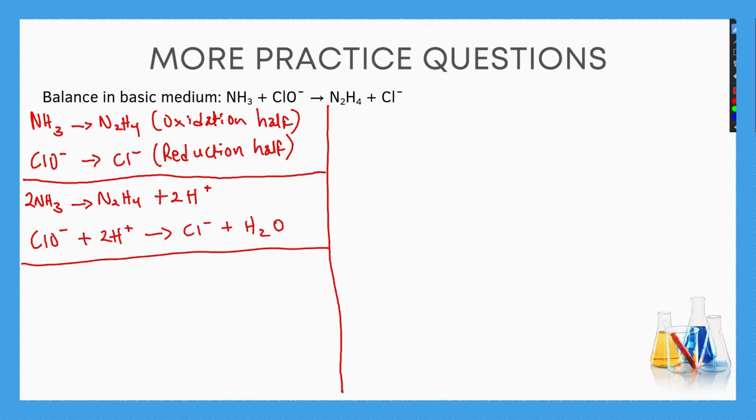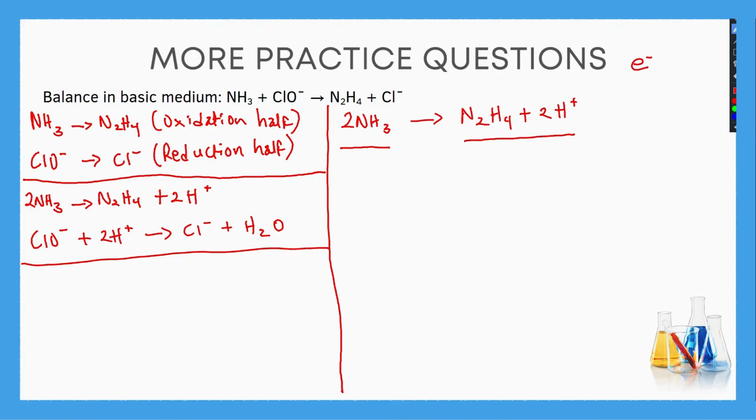Now, at this point, what we want to do is to balance the charges by adding electrons. How do we do that? All right, I'll show you how by writing the first equation first. We have 2NH3 yielding N2H4 plus 2H plus. Now, what we want to do at this point is to find out the total charge on the left-hand side and the total charge on the right-hand side. Then we will add a sufficient number of electrons to the side that is more positive so that we can balance out the charges. Here is what I mean. On this left-hand side, you can see it is basically neutral.